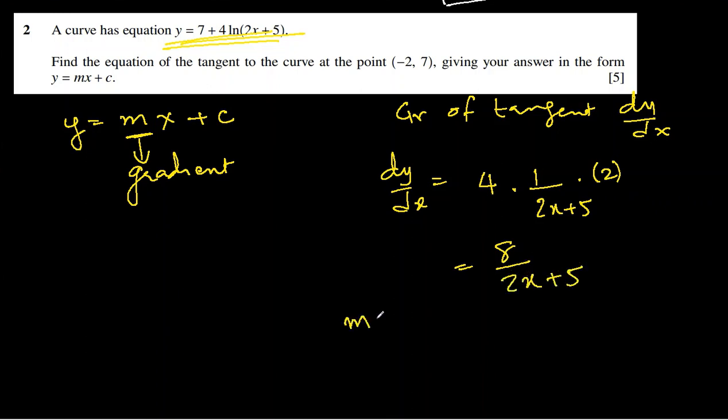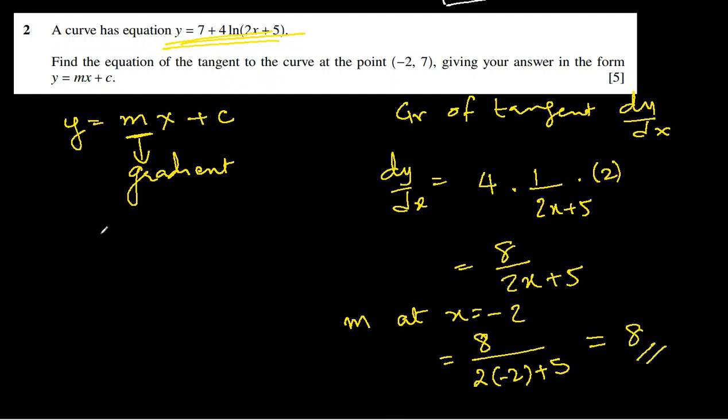But m at x equal to, because our dy over dx came in terms of x, so look at x. What is x? Minus 2 in the point they have given. So m at x equal to minus 2 will be 8 divided by 2 times minus 2 plus 5, which is 8 over minus 4 plus 5, which is 1. 8 divided by 1 is 8. This is the gradient. So here we got m. y equal to 8x plus c.